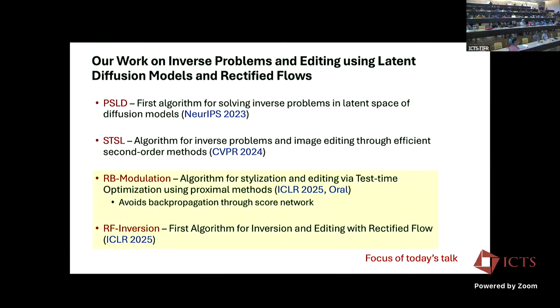STSL is inverse problems and editing using second order methods. And this was the first in the line with the pixel team. And then what I'll talk about is doing things at scale with RB modulation and RF inversion. The issue essentially is computing backpropagation is very expensive. So how do you get around that? These first two involve you having to backprop through the score network, and so it's slow. I'll show you what I mean by slow in terms of times. These are much, much faster algorithms, and these are the ones that have been productionized across various platforms. These are not fast enough to be actually in production.